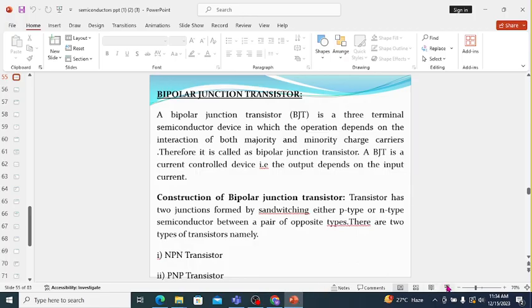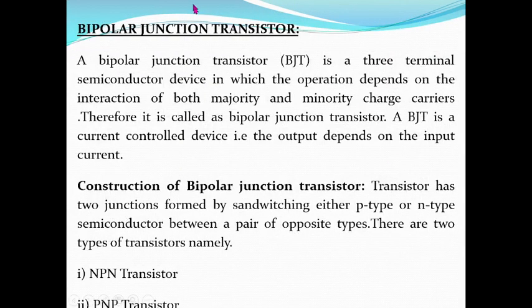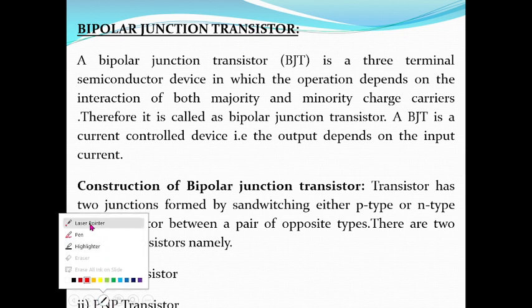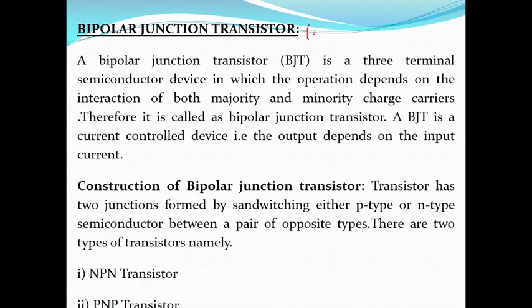Good morning students. Today we will discuss the bipolar junction transistor. This can also be called a BJT. B for bipolar, J for junction, and T for transistor. Bipolar junction transistor.